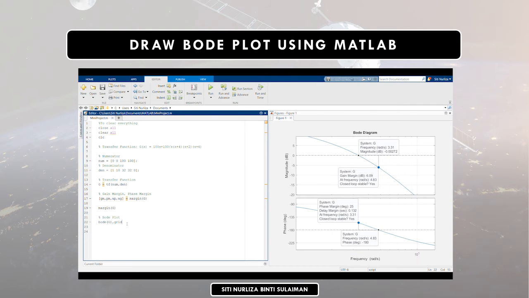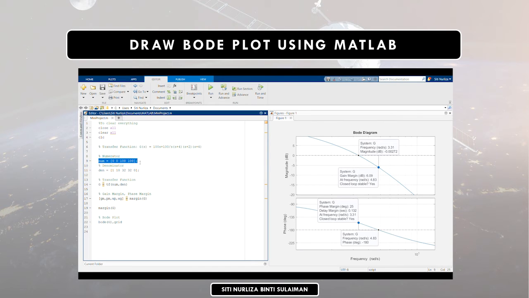My name is Siti Nurliza binti SULAIMAN. I will show how to draw a plot using MATLAB. On the left side, we have the full coding. The first 3 lines are not important because it is just to clear everything.